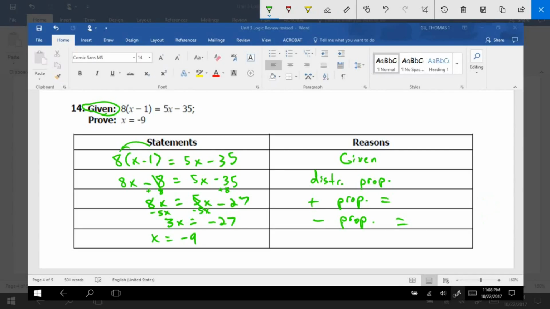But anyways, finally, how do we go from 3x equals -27 to x equals -9? I divide both sides by 3. So that means I use the division property of equality. And that is the end of this one.